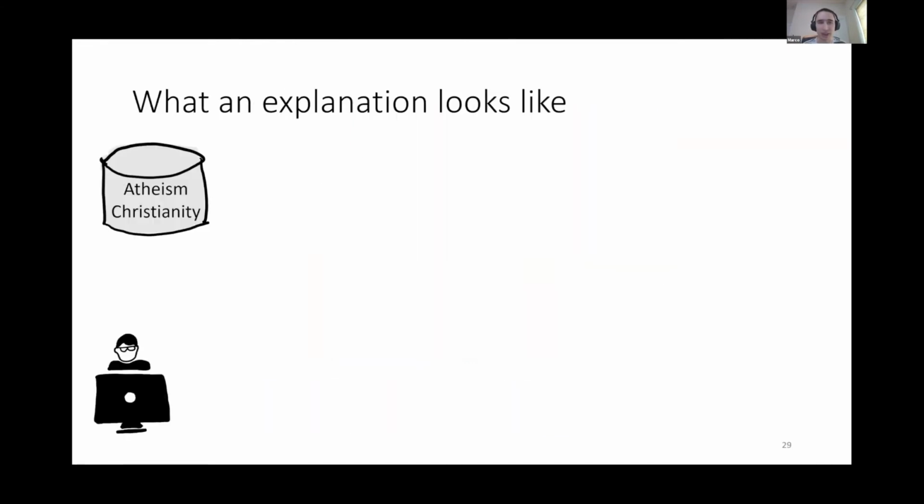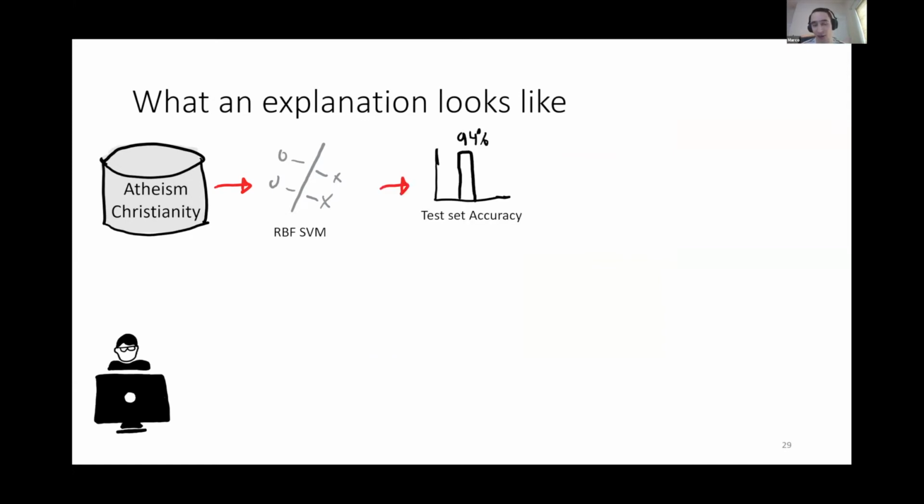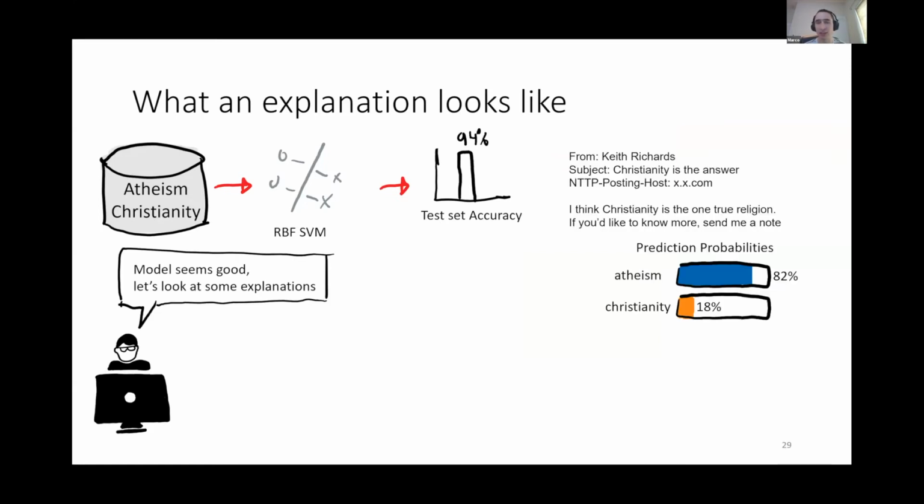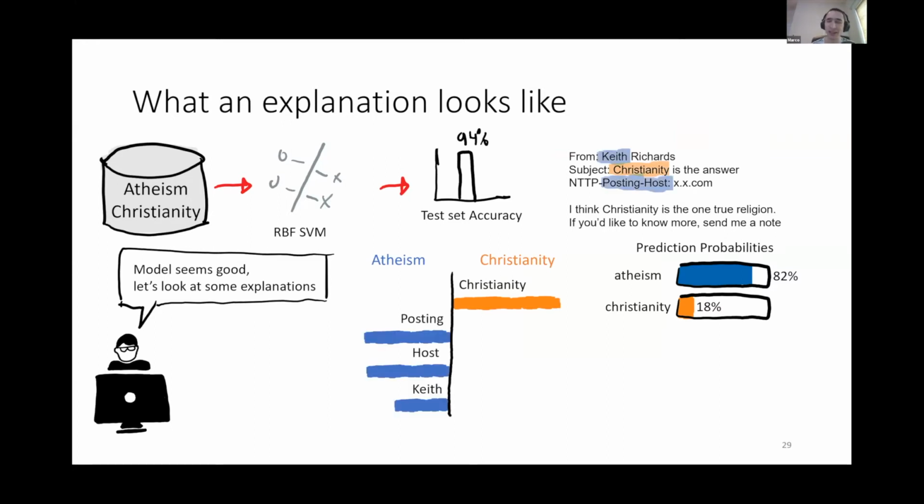So an explanation looks like this. Here's an example where we're trying to predict whether an email is about atheism or Christianity. We train a model that has really high accuracy. You may think this model is good, but if you look at an explanation, it looks something like this. Here's an email that's saying Christianity is true, blah, blah, blah. It's clearly about Christianity and the model makes a mistake. The explanation is a local linear model, like I said before. It's a list of pros and cons. So it's saying Christianity is a pro towards Christianity, but posting, host, and Keith are pros towards atheism.